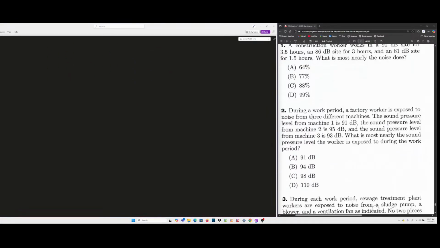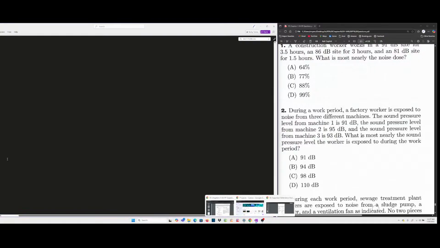So for the next one, we have the sound pressure level, SPL, from the machines. Machine 1 is 91, machine 2 is 95, and machine 3 is 93 dB. What is the nearly sound pressure level the workers are exposed to? This one is pretty simple because I think I saw SPL right here.